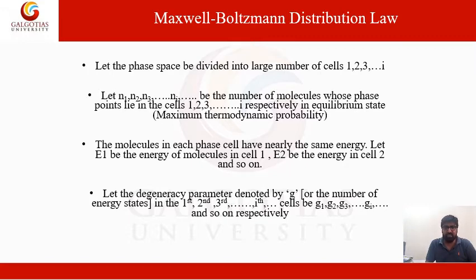The molecules in each phase cell have nearly the same energy. Let the energy E1 be the energy of a molecule in cell 1, and E2 the energy in cell 2, and so on. Apart from this, one more factor that is included is the degeneracy parameter, which is generally denoted in my slide by small g. The number of energy states in the first, second, third, and ith cells is denoted as g1, g2, g3, and gi.